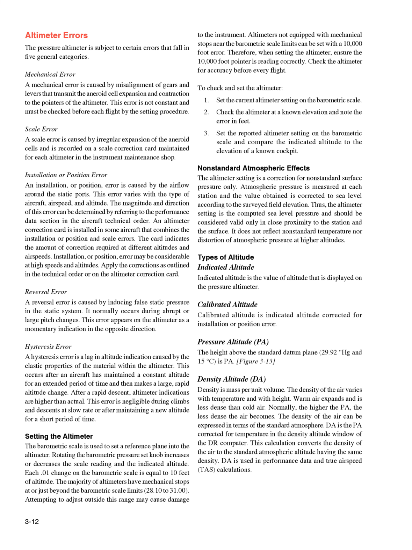Setting the altimeter. The barometric scale is used to set a reference plane into the altimeter. Rotating the barometric pressure set knob increases or decreases the scale reading and the indicated altitude. Each 0.01 change on the barometric scale is equal to 10 feet of altitude.